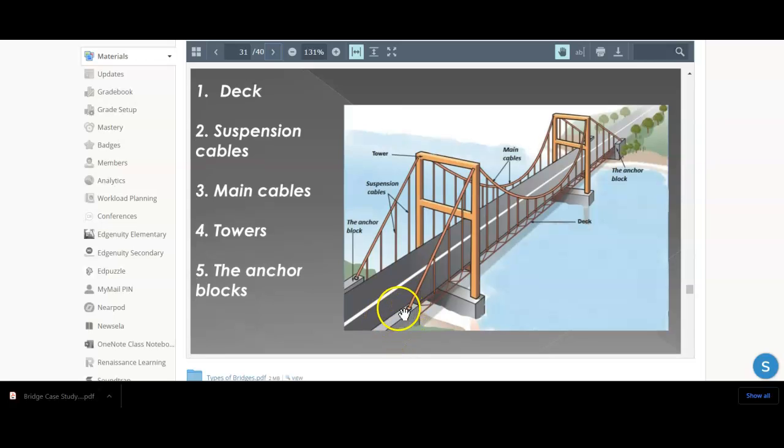On the ends, there's anchor blocks, so the main cable can anchor to the anchor blocks, as well as anchor to the towers. And then you have the suspension cables, you have your deck, and that's pretty much it. You have your towers.